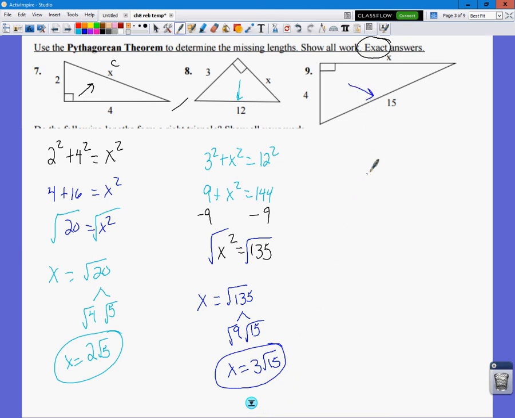When I come over to number 9, I'm going to have x squared plus 4 squared equals 15 squared. x squared plus 16 is equal to 225. And I'm going to subtract that 16 from both sides.